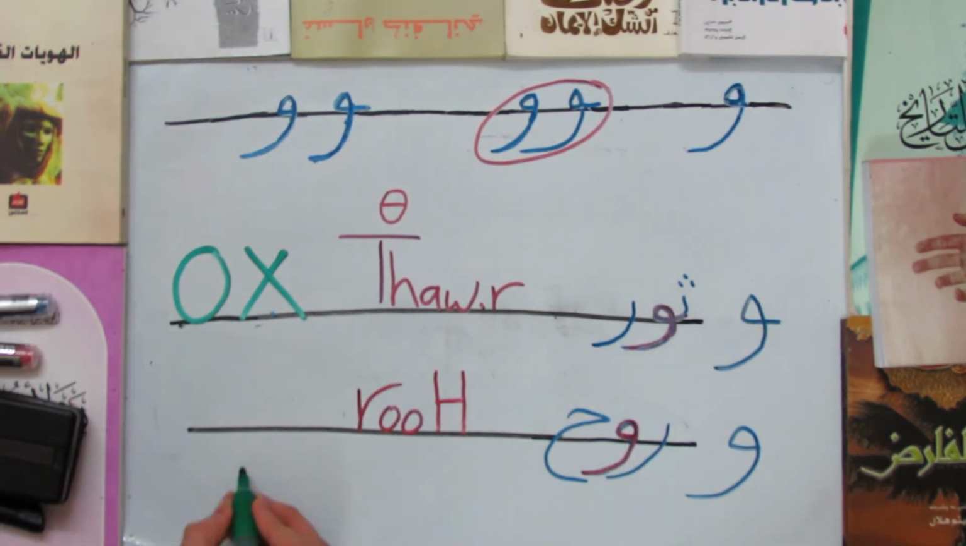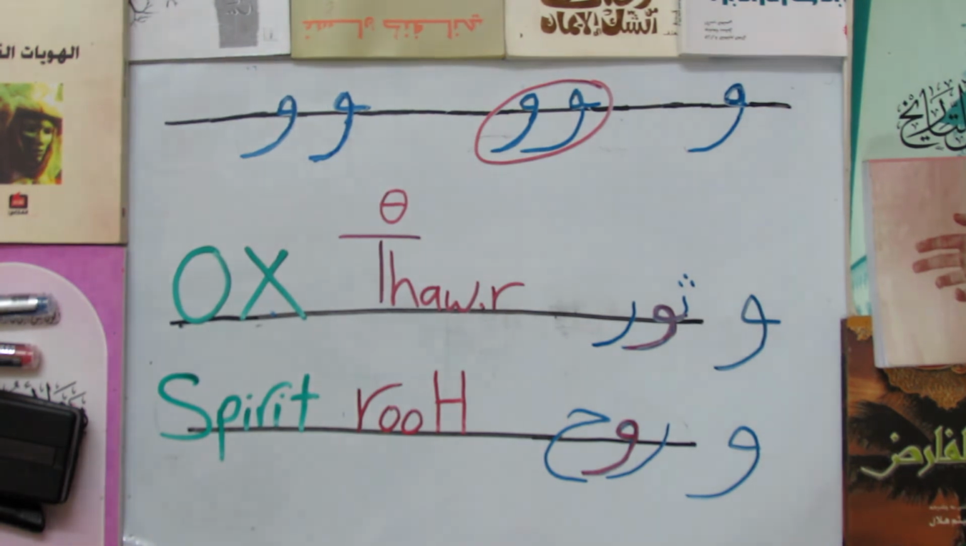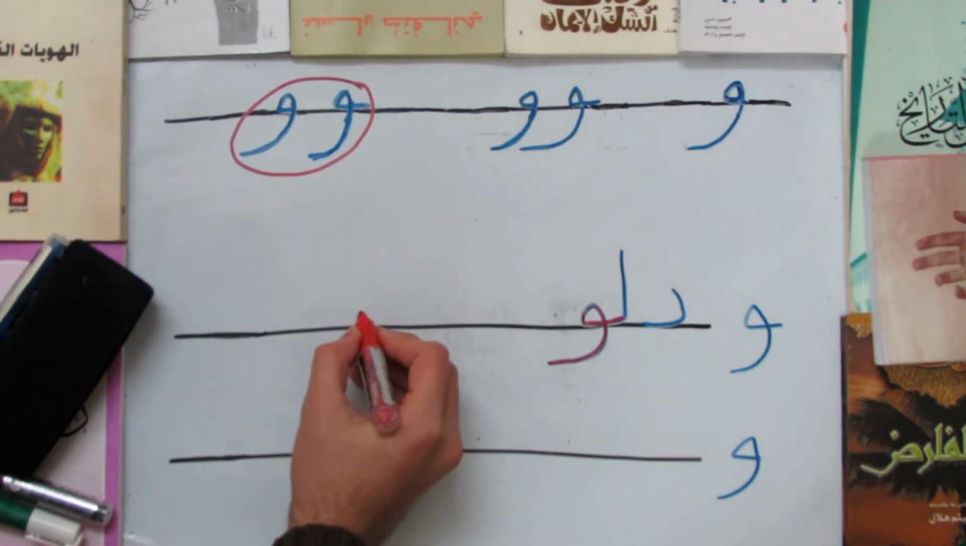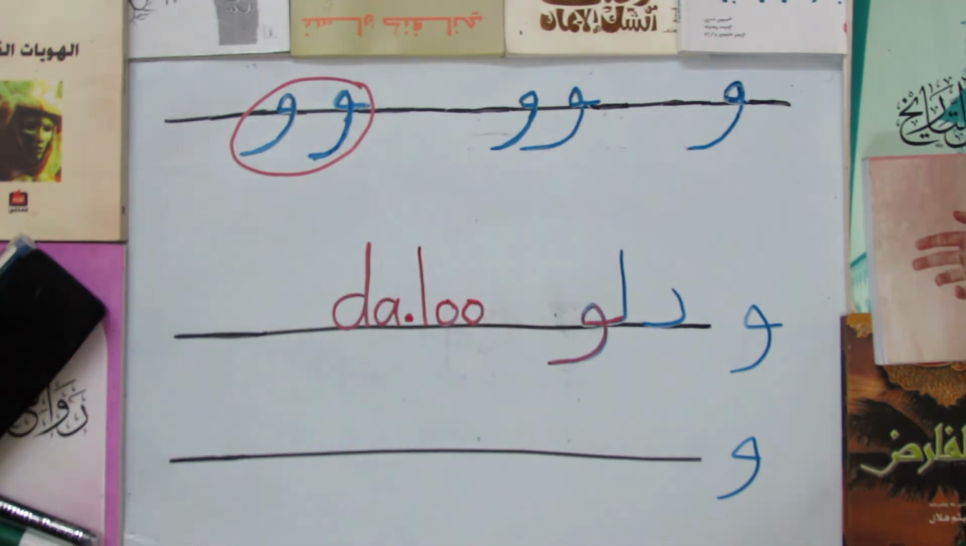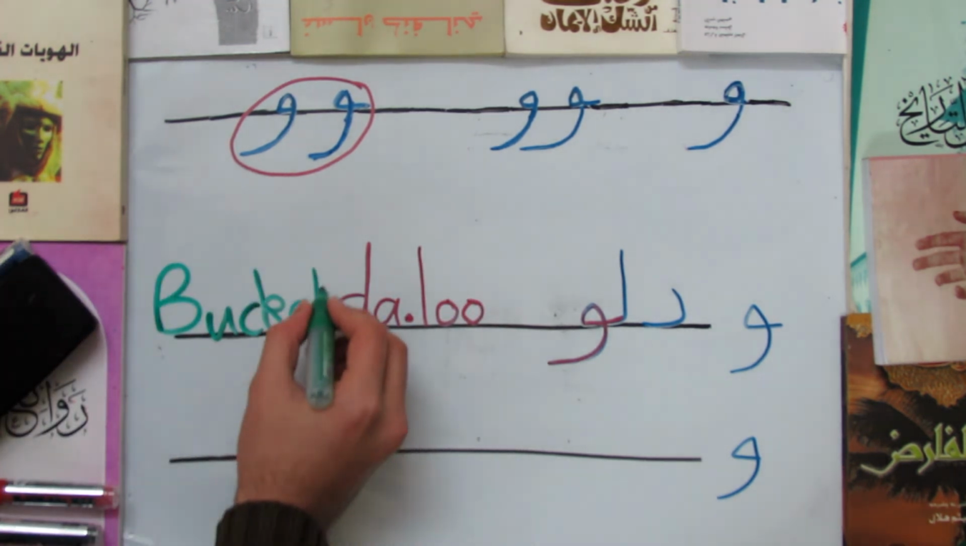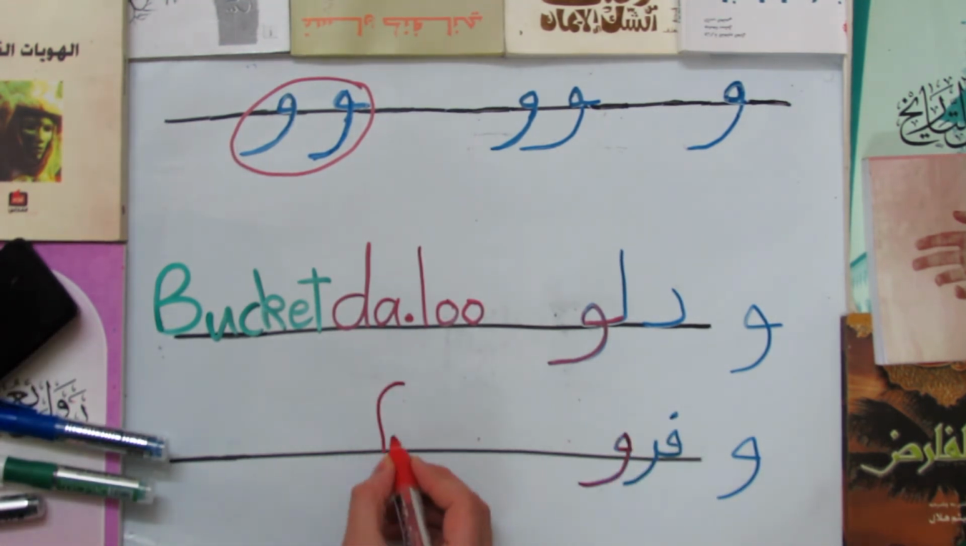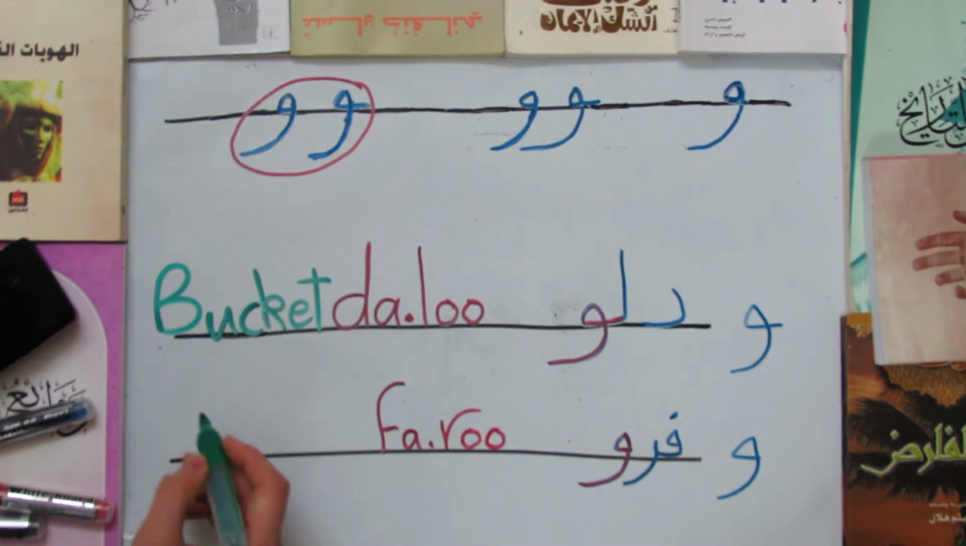And we have also ruh, spirit. And for Waaw at the end of the word we have dalw, bucket. And also we have farw, fur.